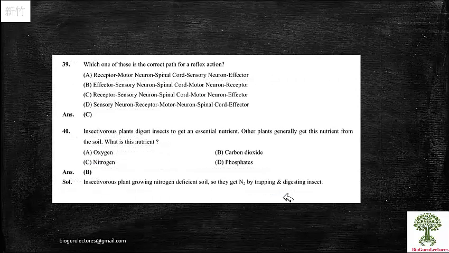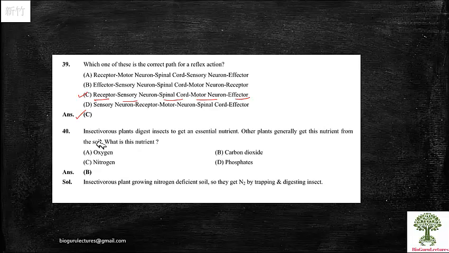And the next slide is, which one of these is the correct path for reflex action? As you know, reflex is an involuntary condition. First it should start with the receptor, sensory neuron, the spinal cord, motor neuron, and effector. In any case you cannot see the brain's role here, so that is the main point to look out for. The beginning and ending should also be considered here, hence the answer is C.